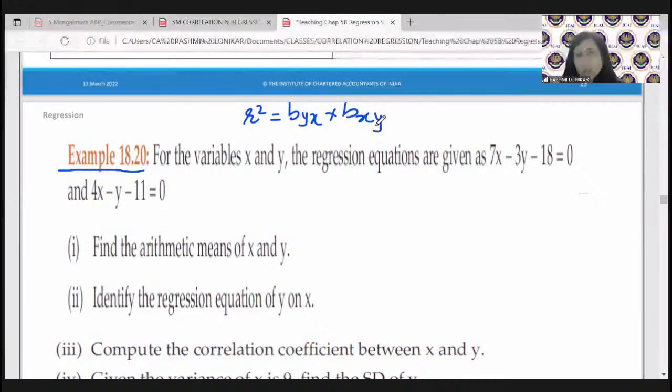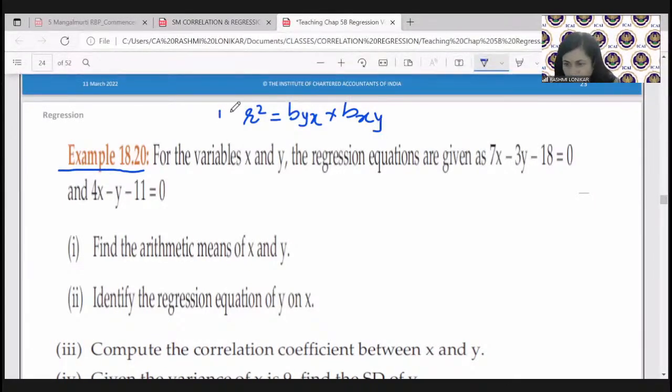What is the condition for correlation coefficient? The correlation coefficient should lie between +1 and -1, right? So whenever I identify the lines, I should make sure that this condition of correlation and regression, that is r square is equal to b into b cap, is satisfied. Okay. So how we will be doing it? It's very simple. It's very easy to understand. So, okay. So this is the first part.